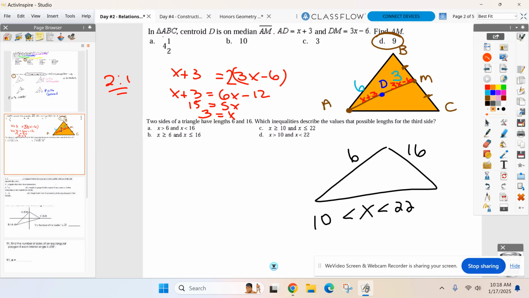Okay, not including them. Now, unfortunately, all my choices are not written like my compound inequality here. But if you break it apart, we're looking at which choice here? x has to be greater than 10, but less than 22. That's looking like choice D to me.